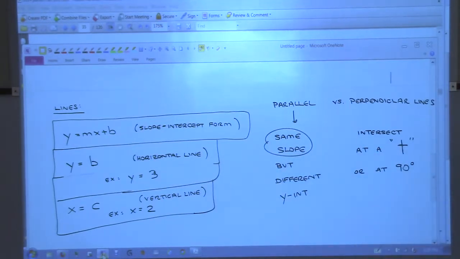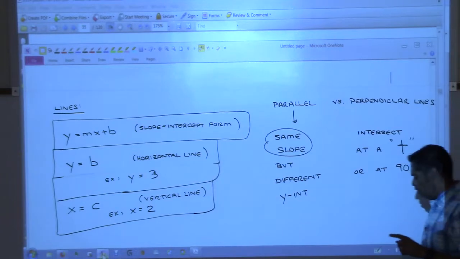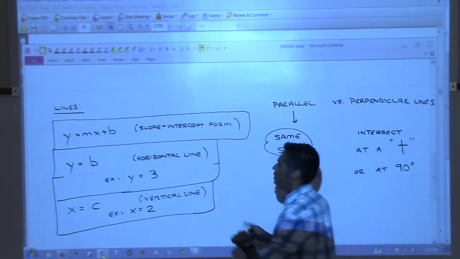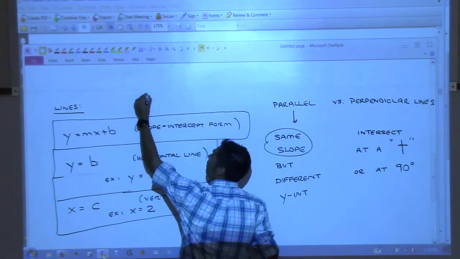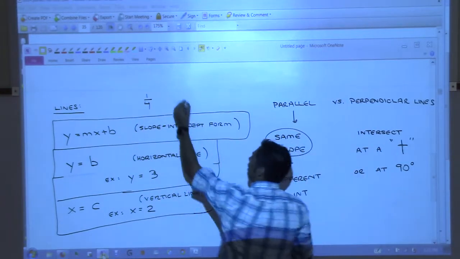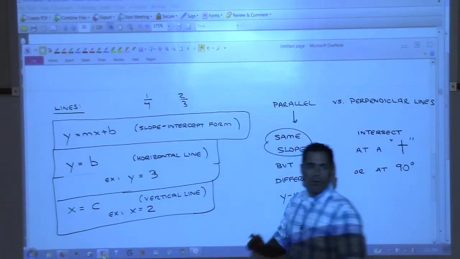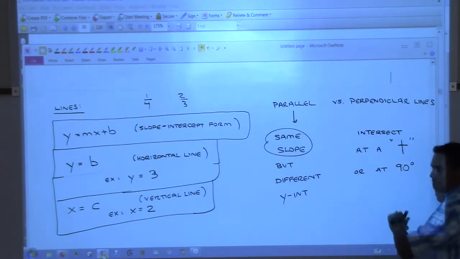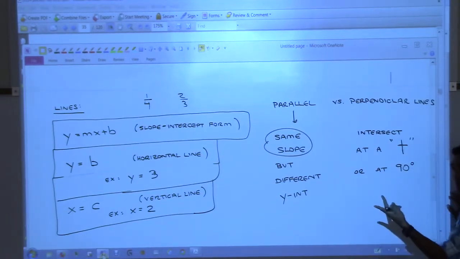They're reciprocal, almost reciprocals. What is a reciprocal? Since you brought up the word reciprocal, if I give you a fraction 1/4, what is its reciprocal? 4/1, right? If I give you a fraction 2/3, what is its reciprocal? 3/2. So it's not quite a reciprocal, it's almost. It's the opposite reciprocal, meaning the sign is opposite.